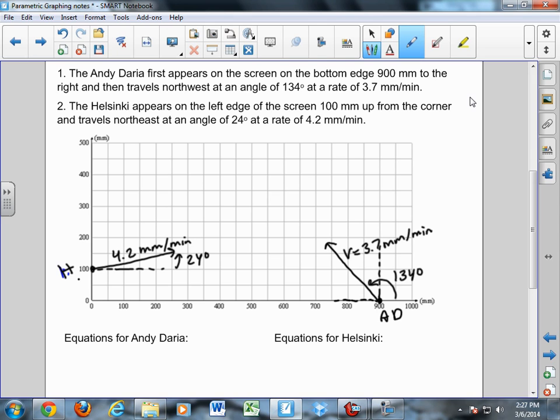So in this case, the speed is being given directly to us, and the direction is determined by the angle.